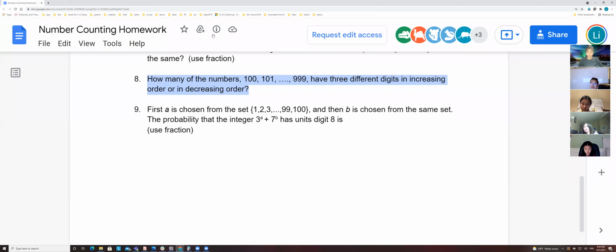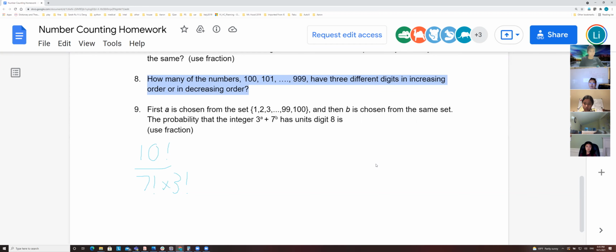How do you get that? Yeah, can you annotate here a little bit? So for the decreasing order, it'd be 10 factorial over 7 factorial times 3 factorial. How did you get this part? Because for decreasing, you can also have 0, but in increasing, it'd be 9 factorial over 6 factorial times 3 factorial, since there's no 0.